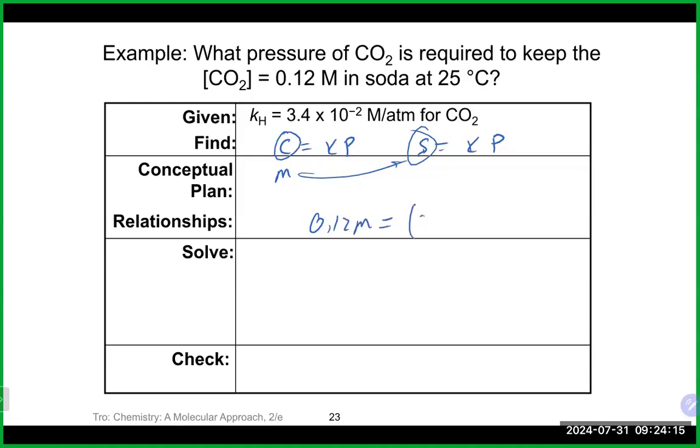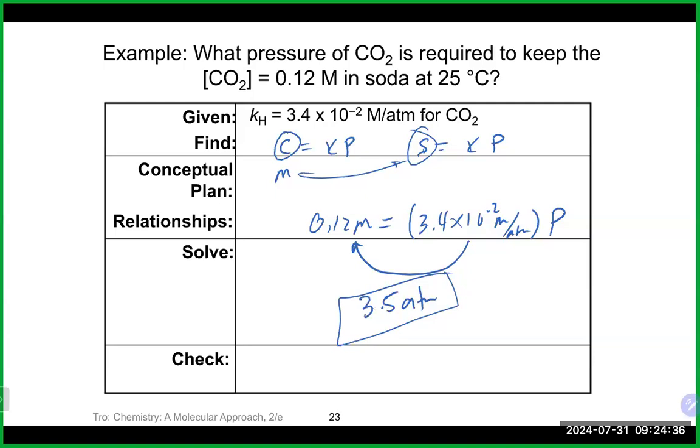We do have the molarity, which is 0.12 molar. Our constant, which again you would have to look up on a table, in molarity per atmosphere, and our pressure. We're going to divide this to the other side, and that will get us something like 3.5 atmospheres. So again, if you think about standard pressure, which is 1 atmosphere, that means our soda can here is about 3 times that pressure, basically keeping that CO2 dissolved. Any questions on that one there?